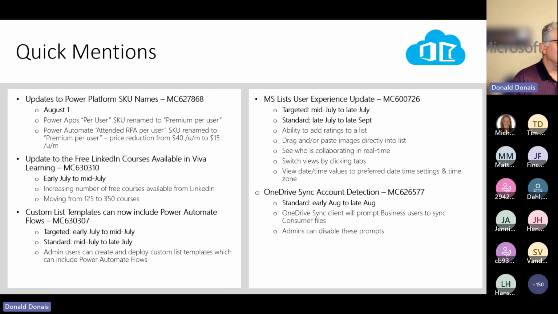All right, some quick mentions. I did want to mention a couple of things. For those who are utilizing Power Platform, you may see a change with SKUs and the actual license names, especially from an administrative perspective. The Power Apps per user SKU is going to be renamed Premium per user. Also, the attended RPA per user is going to be changed to Premium per user for the Power Automate side of things. And guess what? We get a reduction in price. I should get a whole bunch of claps on that, from $40 to $15 per user per month. That's a big one.